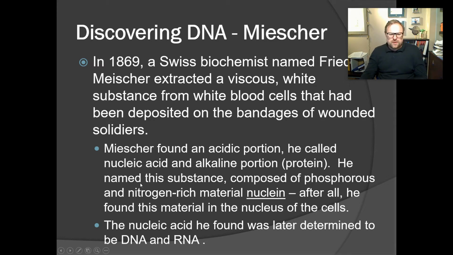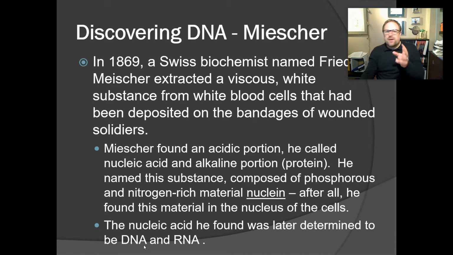So he wasn't sure. He named this substance that he found, that he pulled out of it, and it was composed of phosphorus and a nitrogen material. He called it nuclein, because he found it in the nucleus of the cell. So he took this stuff out of the nucleus. It had an acidic portion, it had an alkaline portion. He called the collective thing together nuclein.